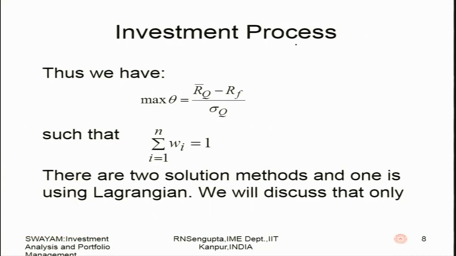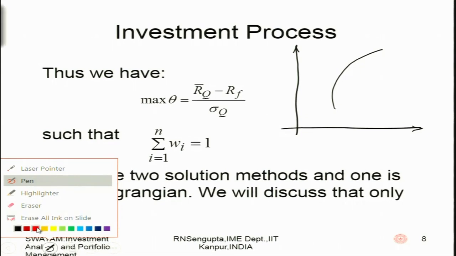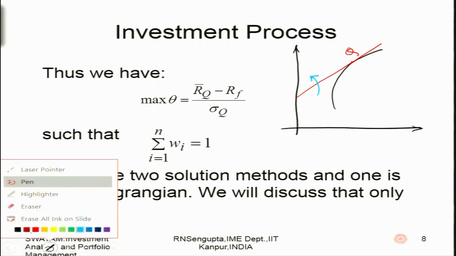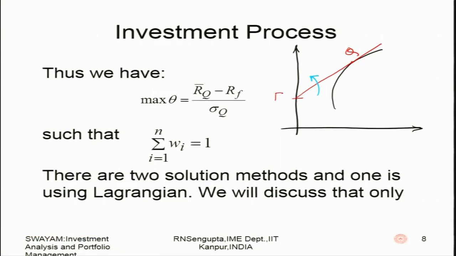I will use black color for the y axis and x axis. You have the efficient frontier given as here. I am not marking what is in the y axis and what is in the x axis, you all know. And this is the counterclockwise movement, I will use a different color. So, this is the efficient frontier which you have, this is basically Q. So, I moved accordingly in the counterclockwise direction. It is moving in this direction. And this point, to make things simple, was RF. This point has RQ comma sigma Q.